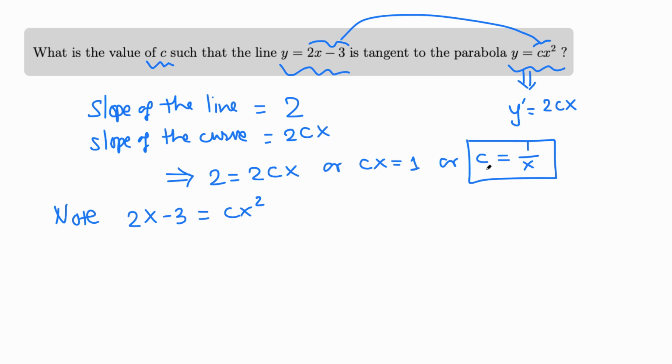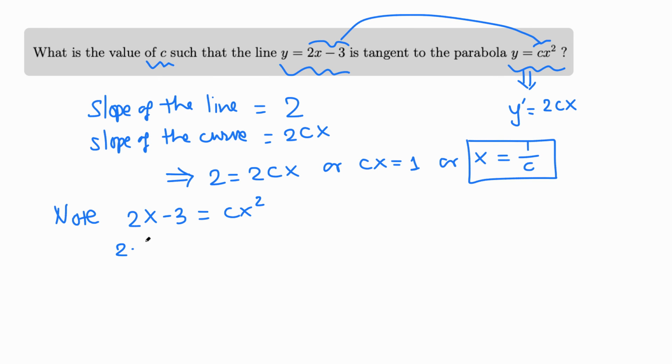Now we're going to apply c equals 1 over x from there and solve for c, or we could have solved for x in terms of c and finished the problem. Let me do that. This is c equals 1 over x, which is the same as x equals 1 over c. So x is now written in terms of c, so I'm going to replace x by 1 over c.